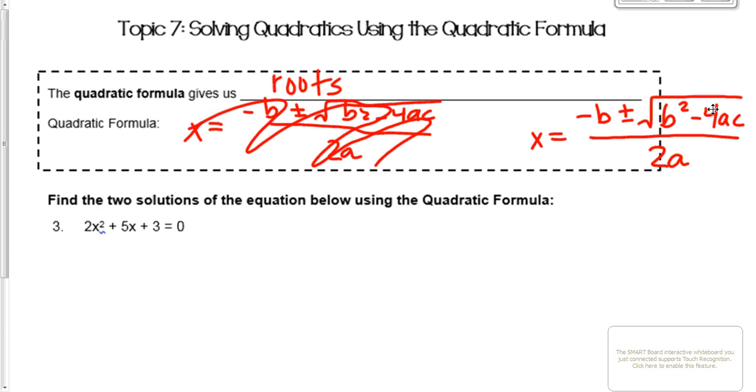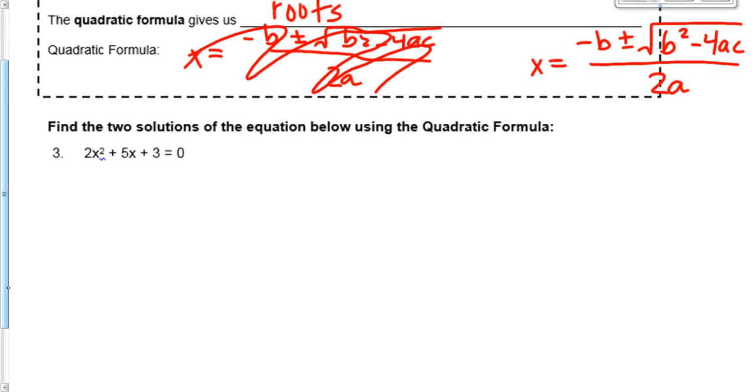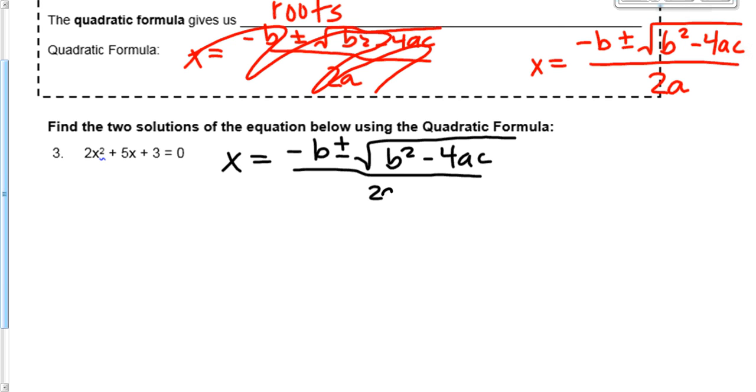So let's just jump right in. There's really nothing to explain about it other than you just use the formula. So I'm going to start by writing it, and I'm not going to write it every single time. I'm just going to write it this time so that you kind of get used to using it. So there's our formula.